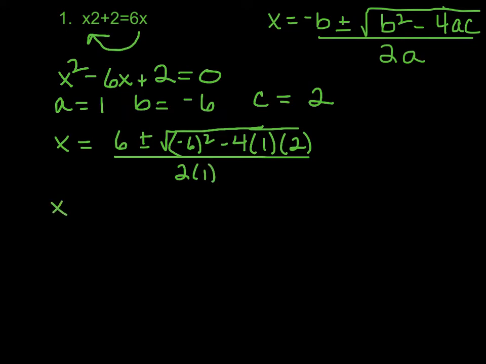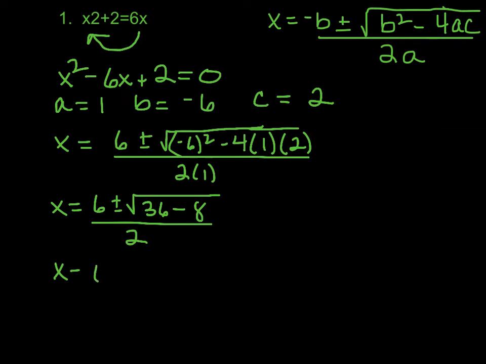So what we're going to do here is just a little bit of simplifying. So we have 6 plus or minus. All right, so underneath the square root we have negative 6 squared, and if we square that negative 6, we get 36. Minus, and then 4 times 1 times 2 is 8. And this entire thing is over 2. So then we have x equals 6 plus or minus the square root of, and then we do 36 minus 8, which is 28, right? And that whole thing is over 2.